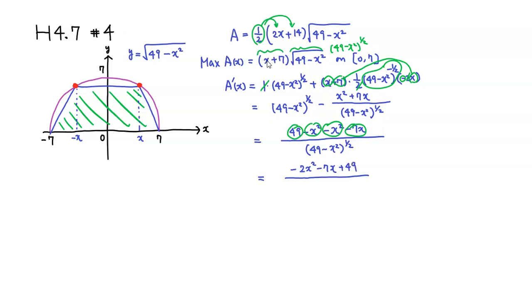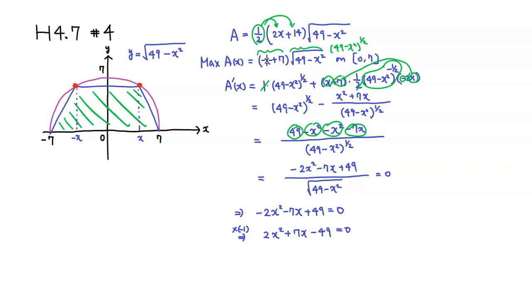Sorry, 49, sorry. Alright, down the bottom, I'm just going to put the square root of 49 minus x squared. So we want to set this equal to 0. So we just have to make sure that the negative 2x squared minus 7x plus 49 equals 0. Actually, I don't like a negative sign in front there, so I'm going to multiply through by negative 1. It doesn't make it a whole lot better, but it's easier for me to factor it out.